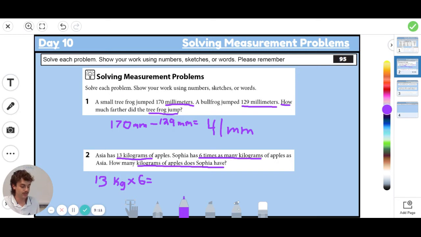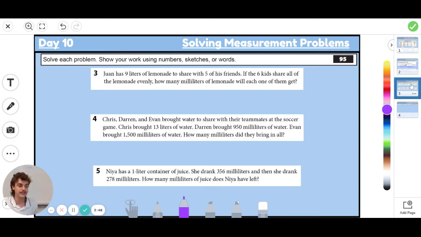So when we do 13 times 6, what we get is 78. So we're going to go ahead and write down 78. So it's going to be 78. It's not going to be 78 apples, though. It's going to be 78 kilograms of apples. So that is our problem there. All right. Those are our 2 answers so far. Move on to the next slide here.